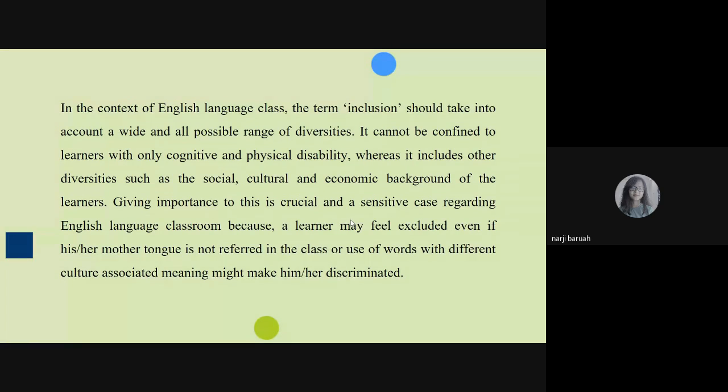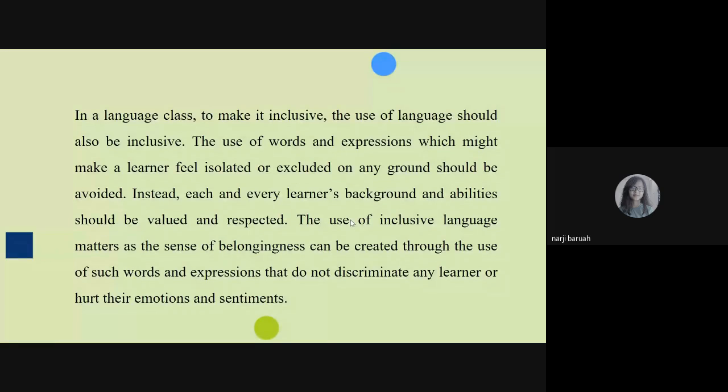In a language classroom, a learner may feel excluded if his or her mother tongue is not referred to in the class. That may also be a concern for the teacher and the students. If only one mother tongue is referred to in the class every time, if it is a multilingual class, then the students belonging to other mother tongues, whose mother tongues are not referred to, might feel excluded. And that might be against inclusion or the inclusive policy of education. That's why these things should be taken into account in an English language classroom to make it inclusive.